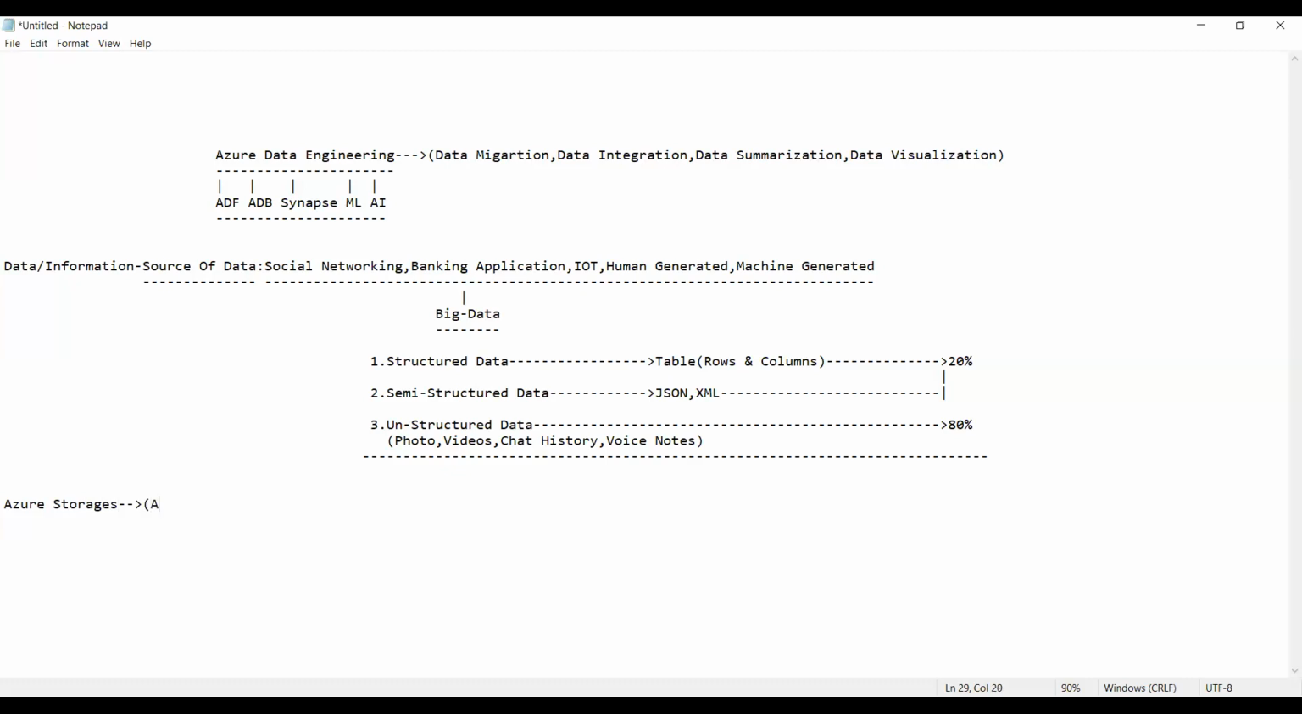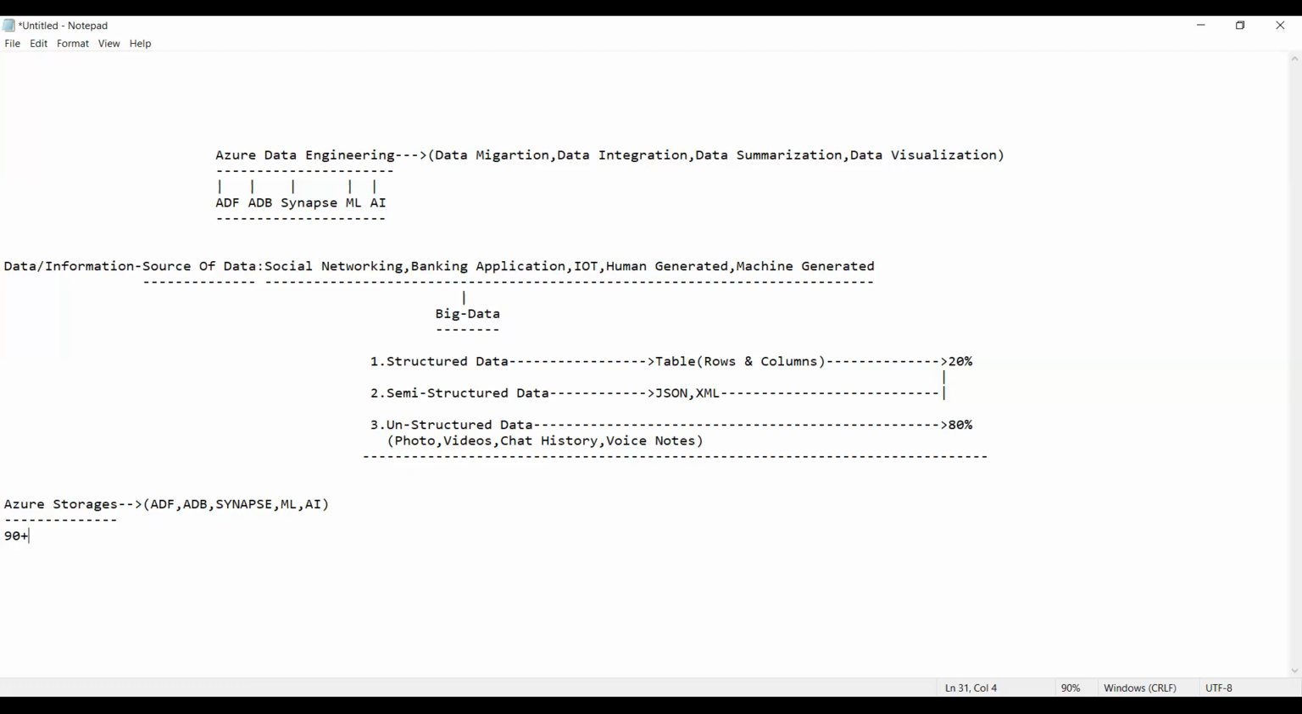You can use them with ADF, ADB, Synapse, machine learning, artificial intelligence, or whatever you want. These are the Azure storages. In total, we have 90 plus storages available in Azure for storing the data.